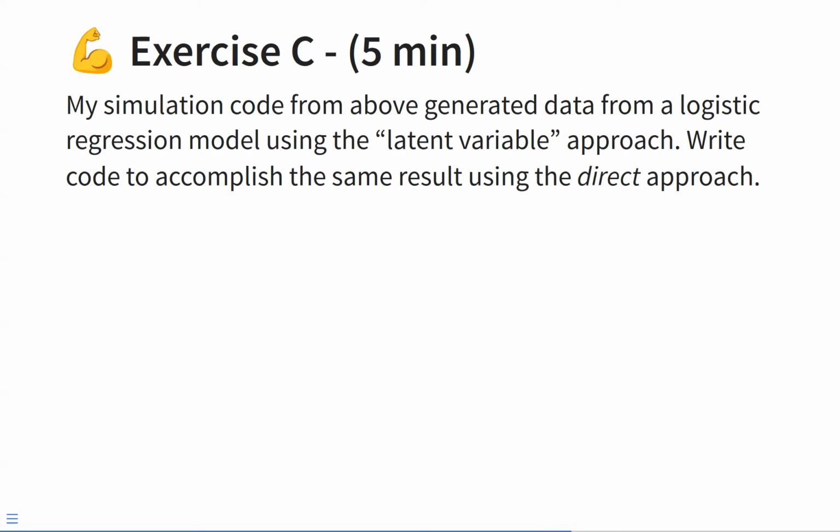I've shown you how to use the latent variable approach. So now I would like you to write code that accomplishes the same thing, but instead uses the direct approach. This, remember, will require you to compute some probabilities. Namely, for every observation, you'll need to compute the probability that that observation will have its y value equal to 1 by using its x value.